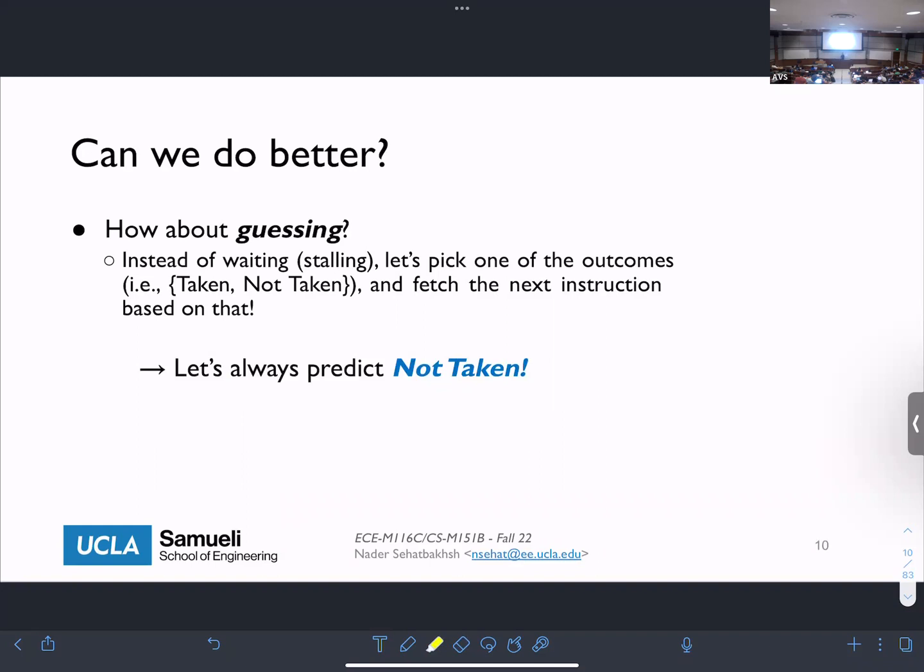So let's start with the not taken guess. Let's say that we are doing it very simply. For every single branch that is coming, we will say that it's going to be not taken. This is still not the best guess that we can do. As we will see in future slides, we actually can do it dynamically, sometimes taken and sometimes not taken. But let's start with not taken first and see what's happening with that.